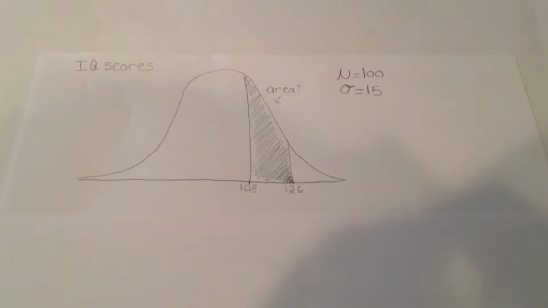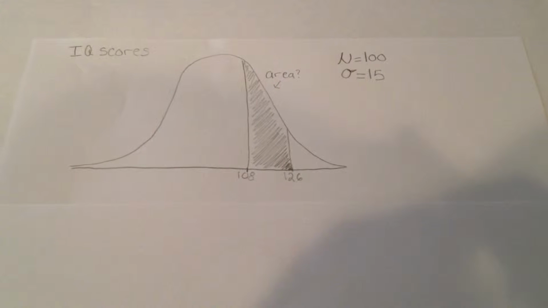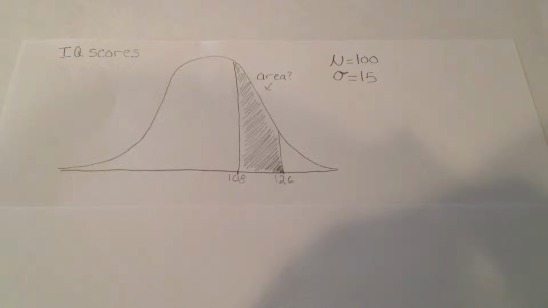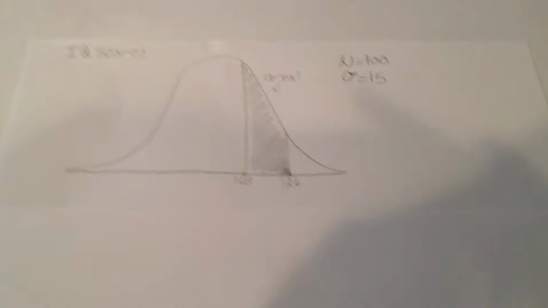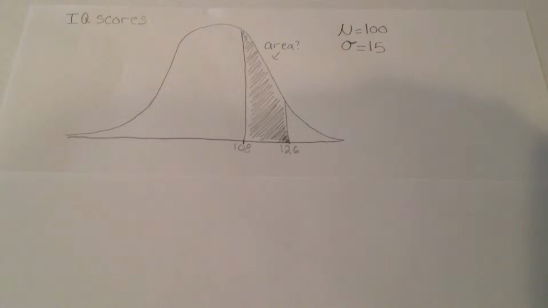In this problem, we are looking for the shaded area in between the two IQ scores 108 and 126. We are given the mean, which is 100, and the standard deviation, which is 15. So to begin, we start out with listing our x values and our z scores.